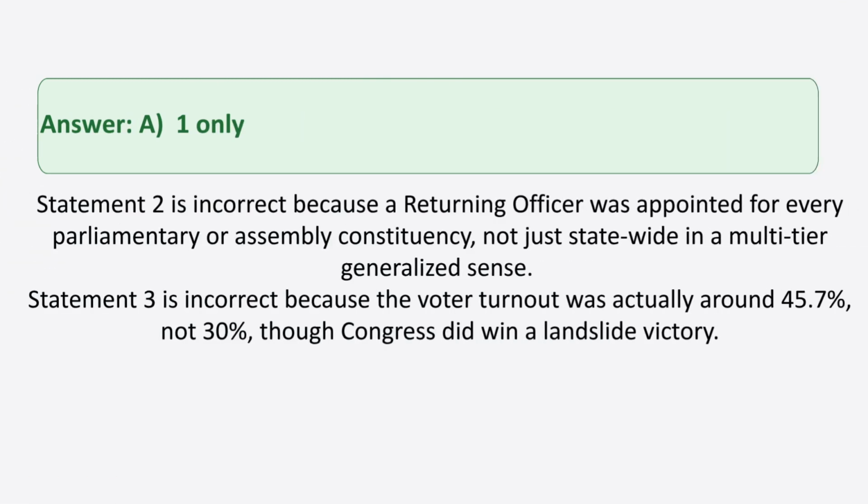Statement 2 is incorrect because a returning officer was appointed for every parliamentary or assembly constituency, not just statewide in a multi-tier generalized sense. Statement 3 is incorrect because the voter turnout was actually around 45.7%, not 30%, though Congress did win a landslide victory.